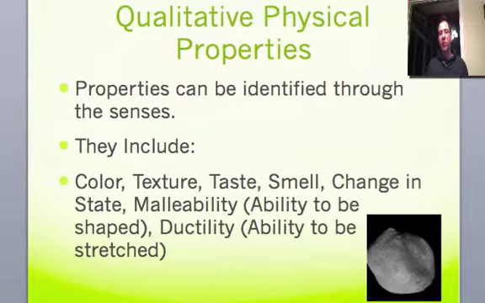Like I said, a qualitative physical property you can identify through your senses. You can smell it, taste it, touch it. Those are things like color and texture: is it rough or smooth, what color is it, how does it taste, is it bitter, salty, or sweet? Smell, and change in state: at what point does it change states, and can it go from liquid to a solid and back? Malleability is the ability to be shaped, and ductility is the ability to be stretched, possibly into wires.